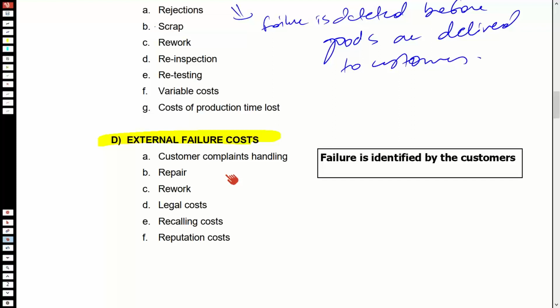That would include handling the customer complaints, repairing the goods, the legal costs, the pickup costs, etc. All of this is going to be considered as the external failure cost. Now, let's move a bit forward and discuss a bit further.